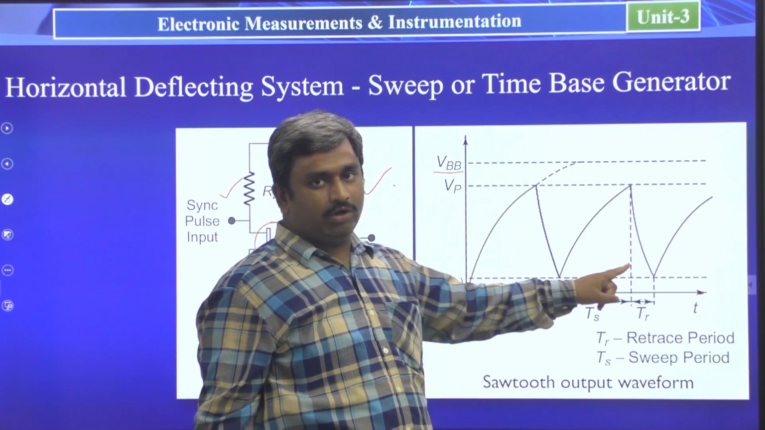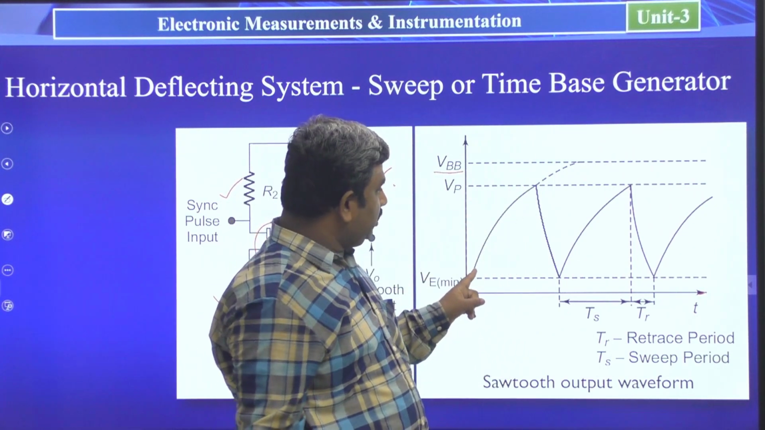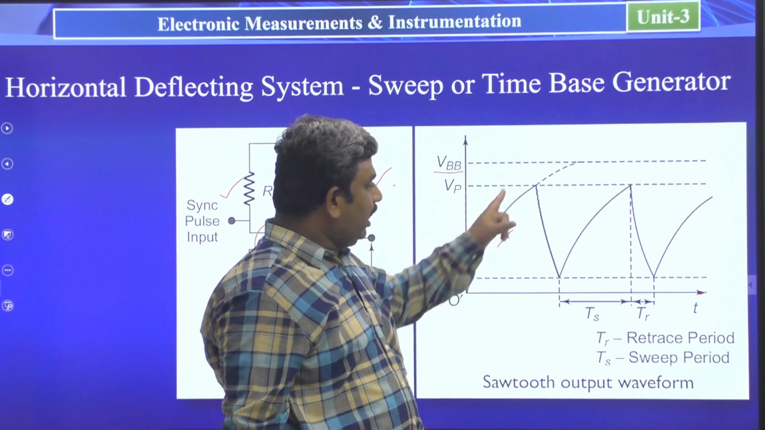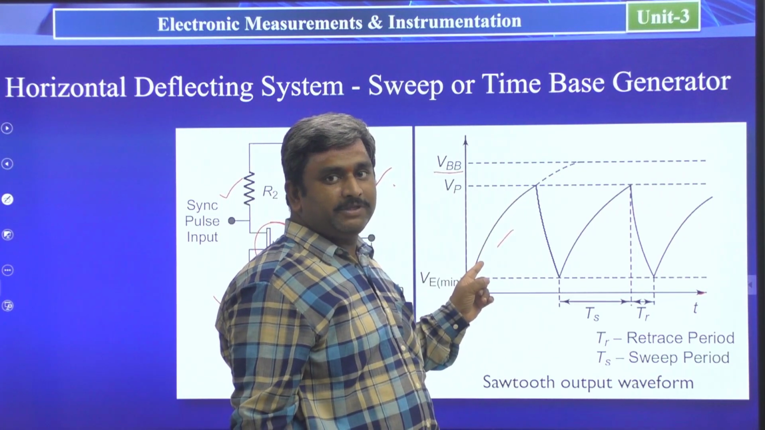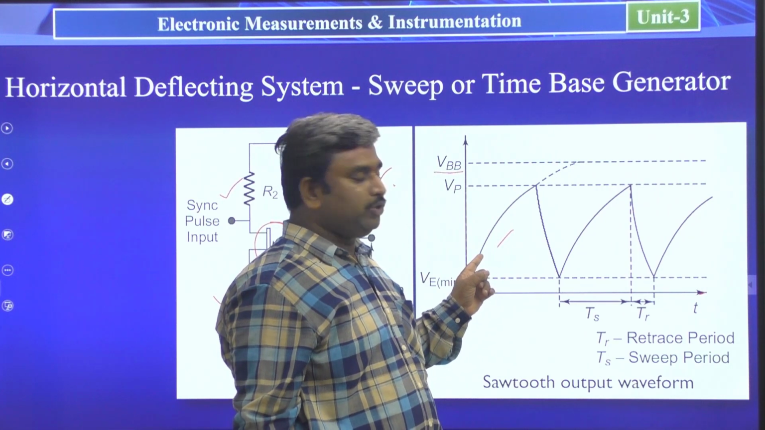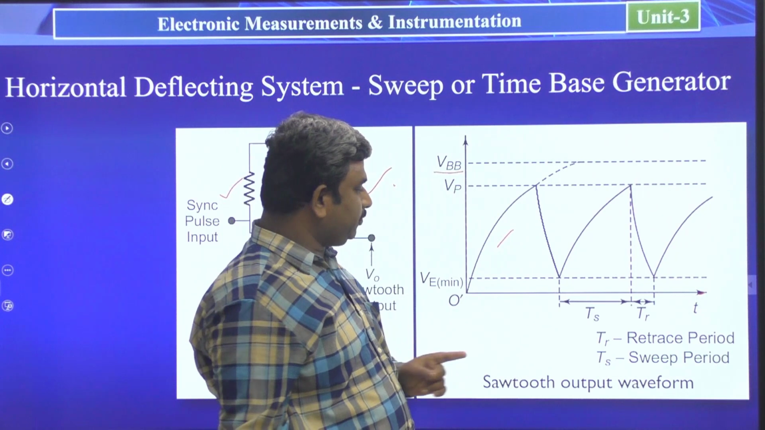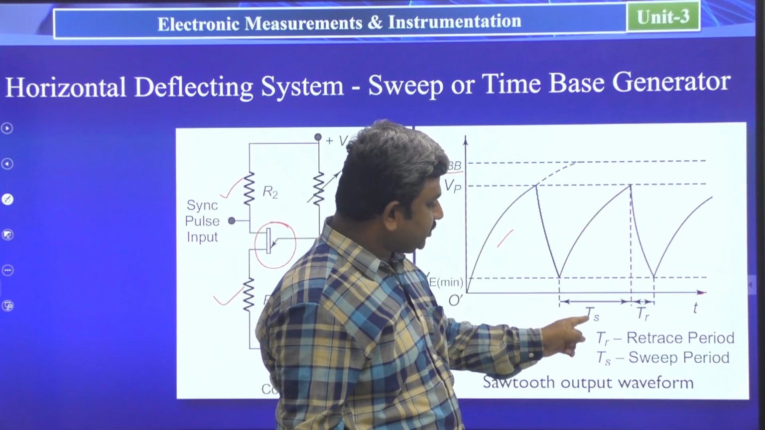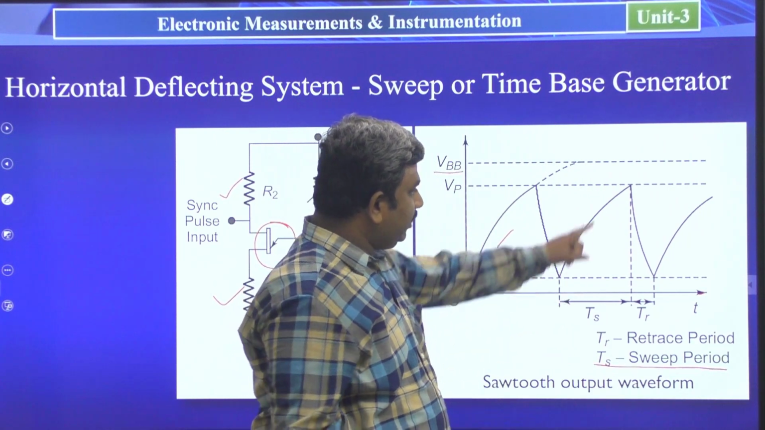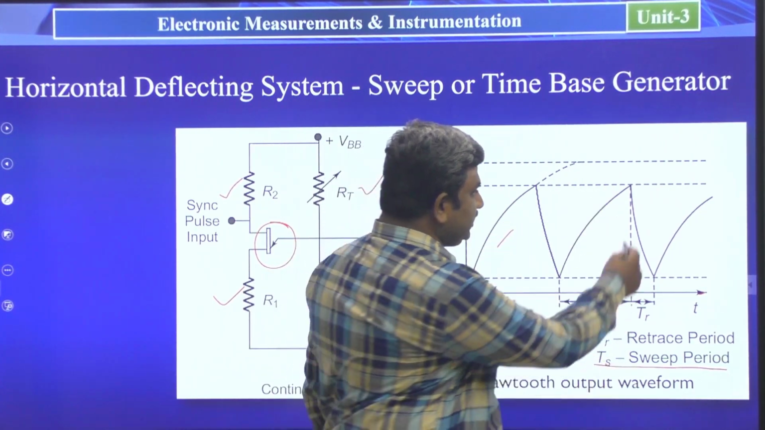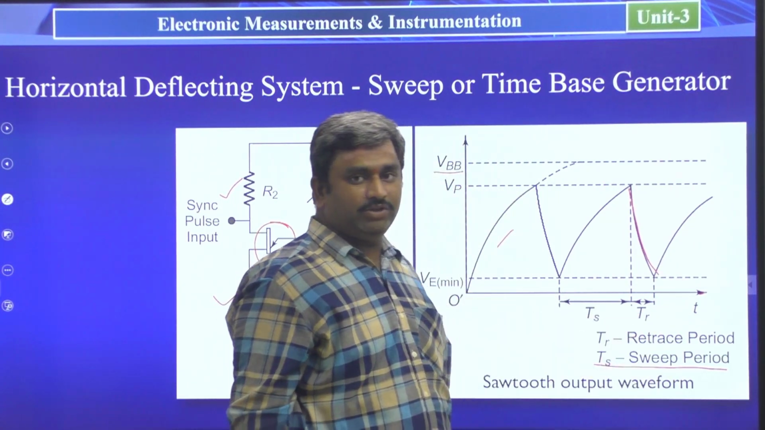So see here the sawtooth wave. Here two curves are available, the charging curve and the discharging curve. The charging curve represents the capacitor charging, and the down curve represents the capacitor discharging. The charging curve we represent as TS, the sweep period, and the discharge is called the retrace period, which we represent with TR.